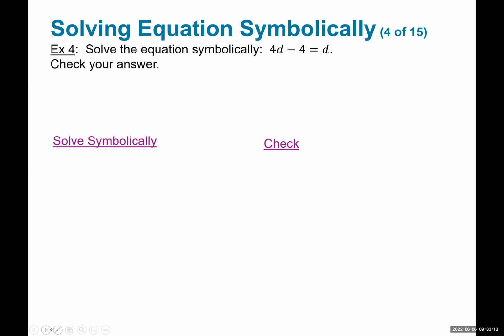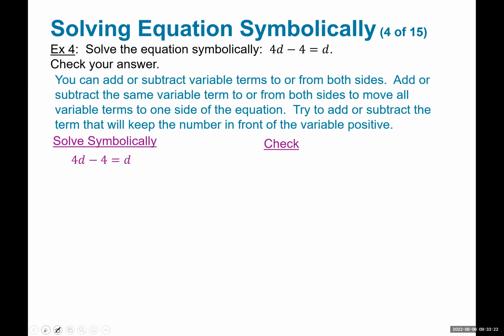Okay, let's solve this next one. Again, stop the video, try it on your own, and then come back with it. 4D minus 4 equals D. We have D's on both sides. The first thing I would do is to simplify that and subtract those 4 D's over to the other side. Or subtract the 1D. Either way, it doesn't matter. We're gonna do both actually, since I've already said it.